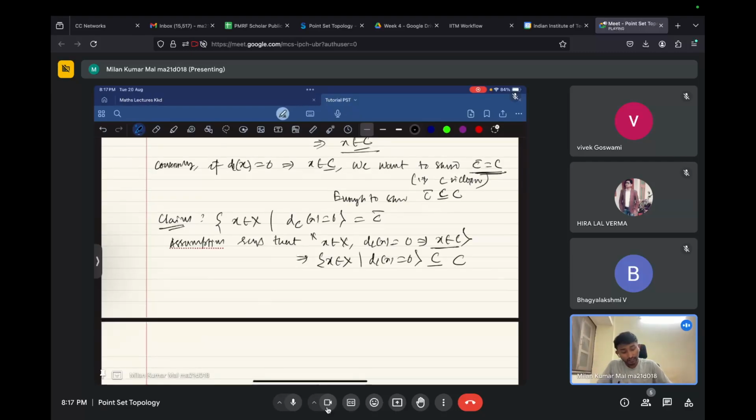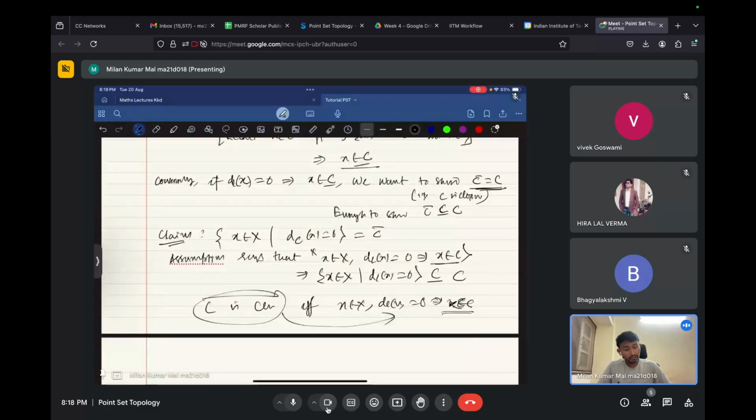If you write the if and only if statement, the left hand side says that C is closed, and the right hand side says that x belongs to capital X, d_C(x) equals 0 implies x belongs to C. So one side is clear: C is closed will imply this particular thing. Now I want to prove that this particular thing will imply this particular thing.